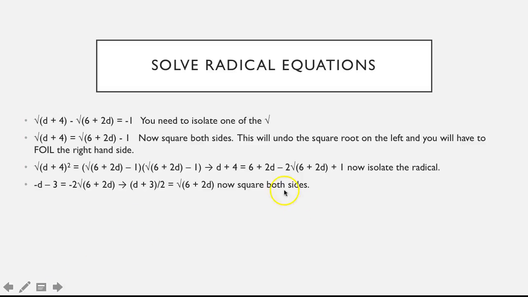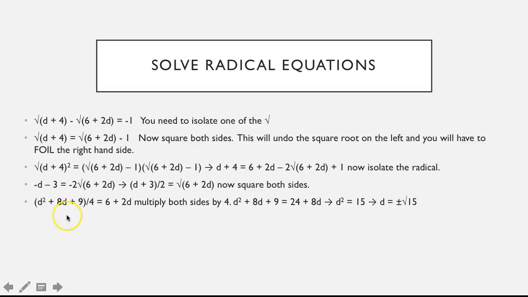So you're going to move your 6, your 1, and your 2d to the opposite side, and you get d minus 3 equals negative 2 times the square root of 6 plus 2d. And then you want to divide both sides by negative 2, which changes your d minus 3 to being positive, and your 2 becomes positive, and it equals the square root of 6 plus 2d. Now you square both sides.